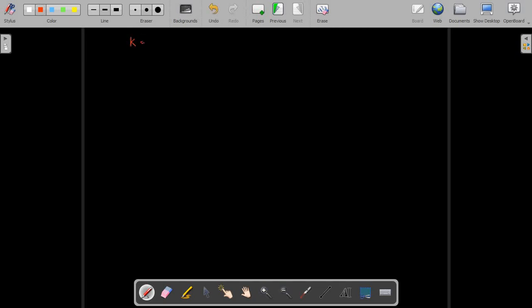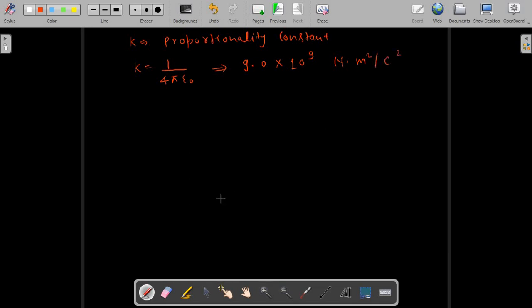K is called the proportionality constant. And what is the value of K? K is 1 over 4 pi epsilon 0. Its value is 9.0 into 10 to the power 9 Newton meter square per coulomb square. You could write 8.99, which is better instead of writing 9.0. That is the value of K.